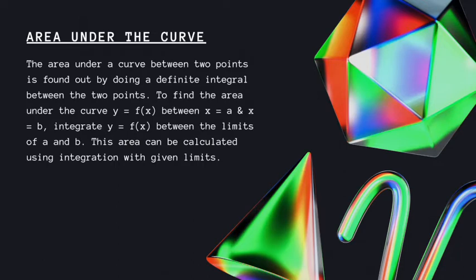The area under a curve. This will be our first topic. The area under a curve between two points is found by doing a definite integral between the two points. To find the area under the curve y equals f of x between x equals a and x equals b, integrate y equals f of x between the limits a and b. This area can be calculated using integration with given limits.